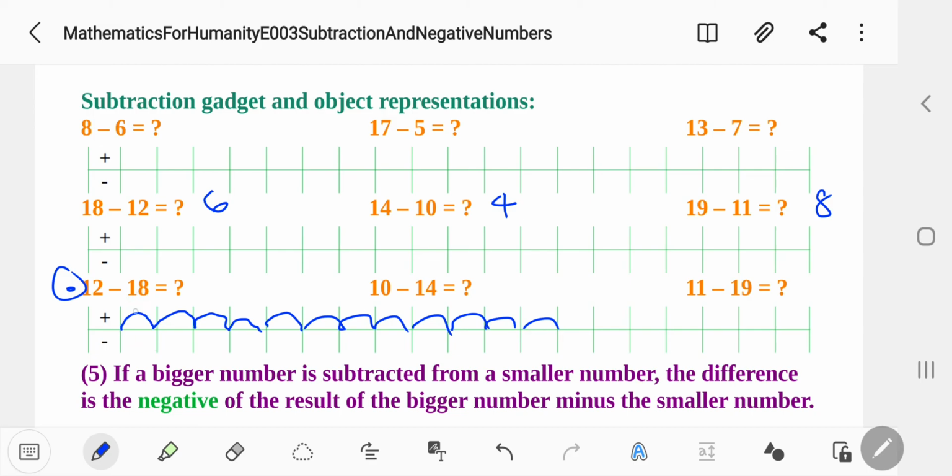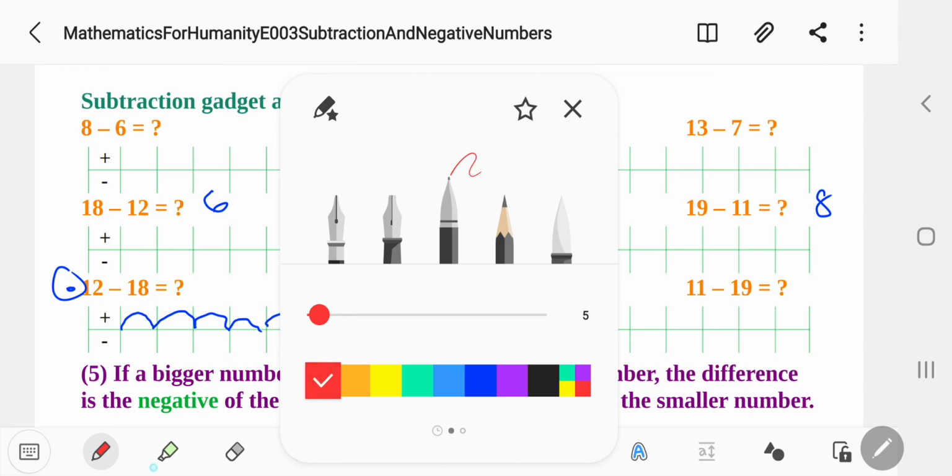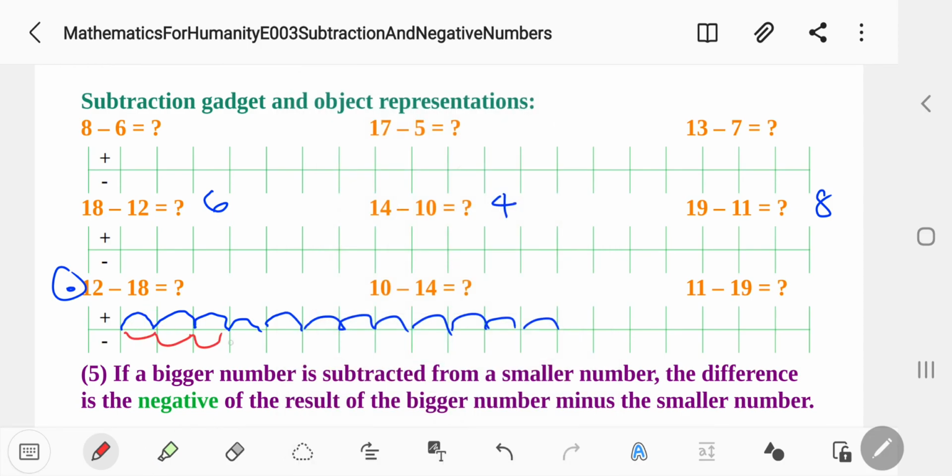And then below minus 18, you have 1, 2, 3, 4, 5, 6, 7, 8, 9, 10, 11, 12, 13, 14, 15, 16, 17, 18. So you're left with what? Here you have 1, 2, 3, 4, 5, 6. You have 6 waves below the horizontal line. 1, 2, 3, 4, 5, 6. So actually the answer for this one is negative 6.